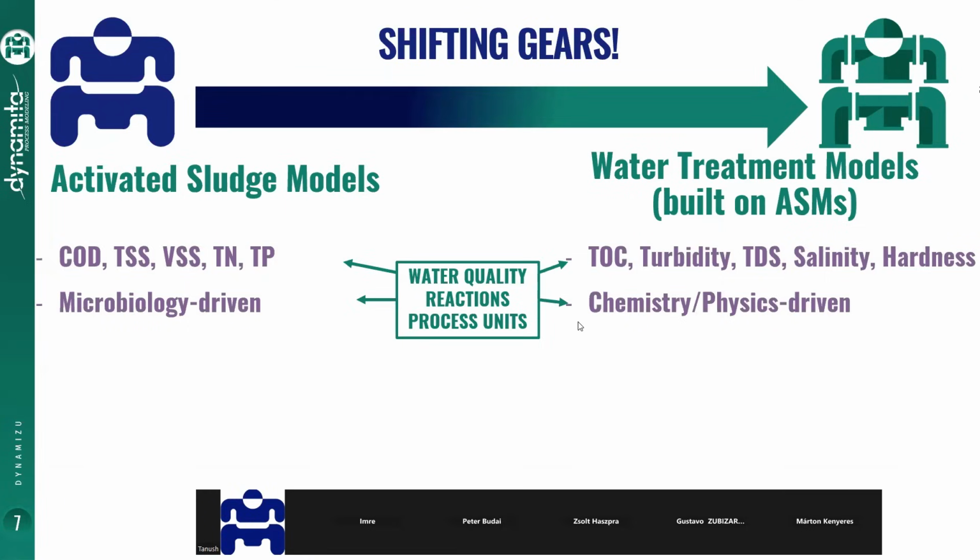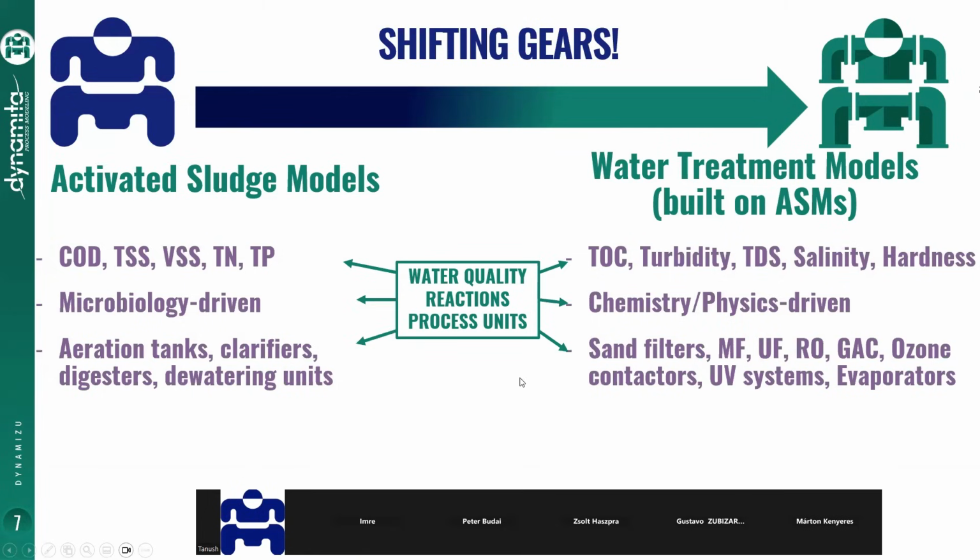Those are the important water quality parameters we want to focus on. Then come the reactions that drive the model. We have microbiology-driven reactions on the left, chemistry and physics-driven reactions on the right. And then we have process units. In activated sludge models, we focus on aeration, clarifiers, digesters, dewatering units. And on the right-hand side, we are focusing on sand filters, membrane filters, ozone contactors, reverse osmosis, evaporators, and so on, right? So these are the major differences between the models. So we are shifting gears from activated sludge to water treatment.